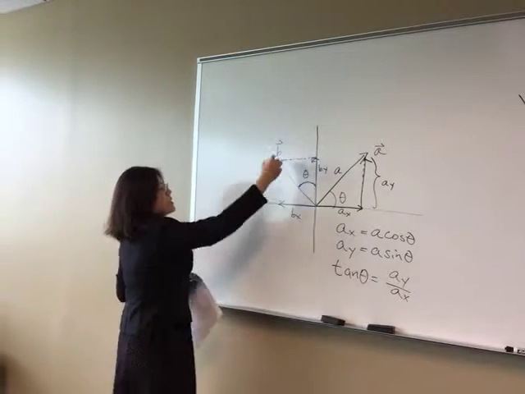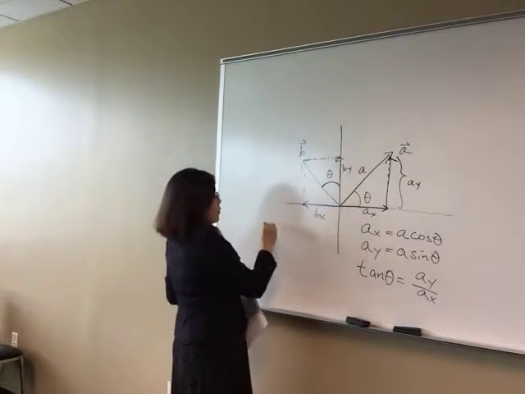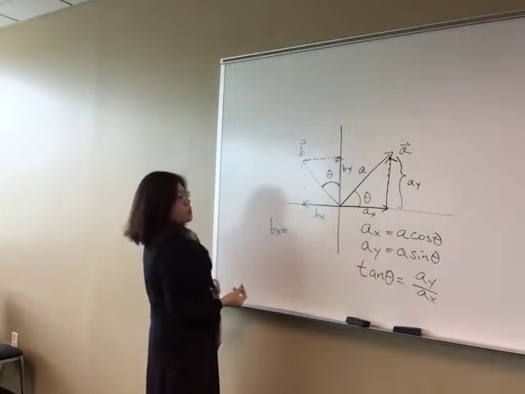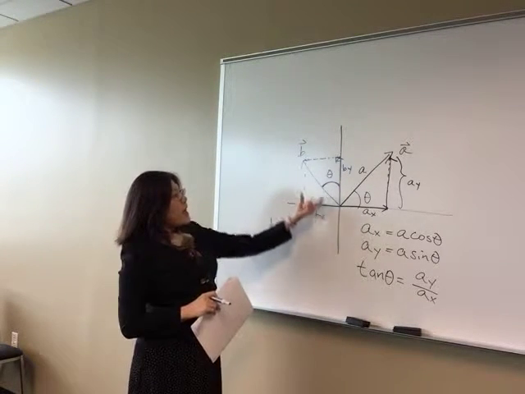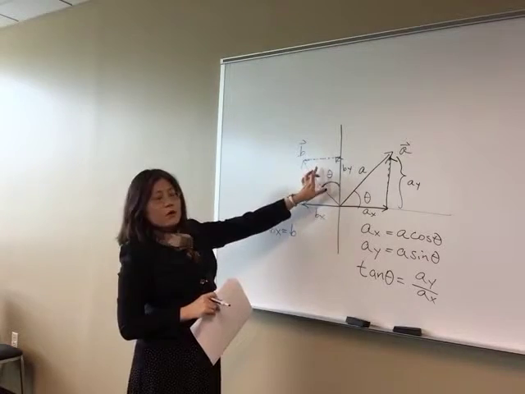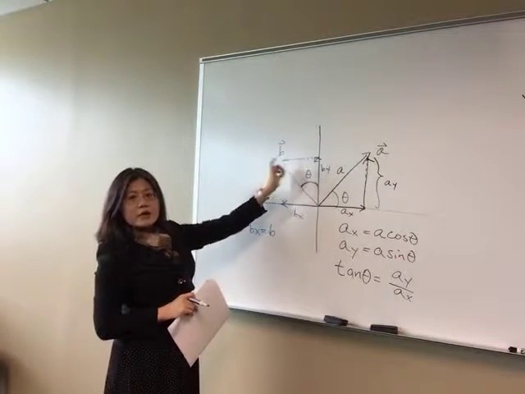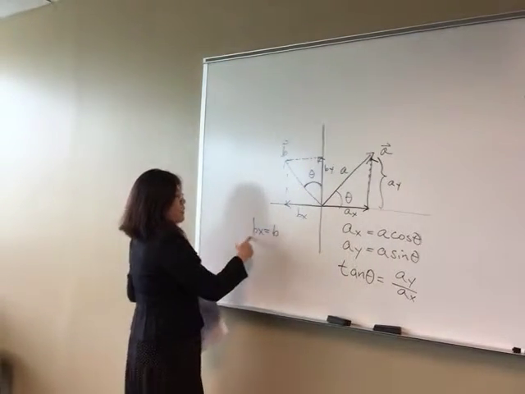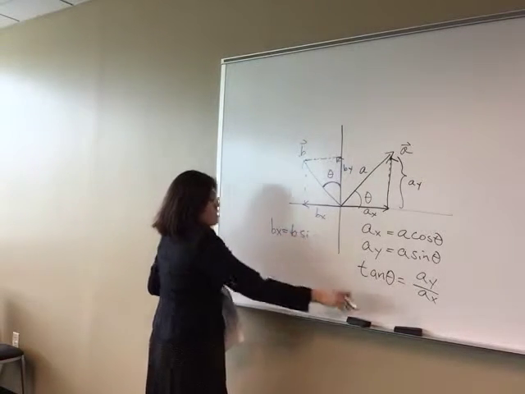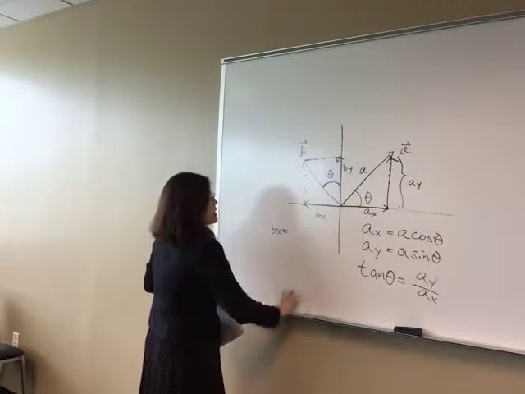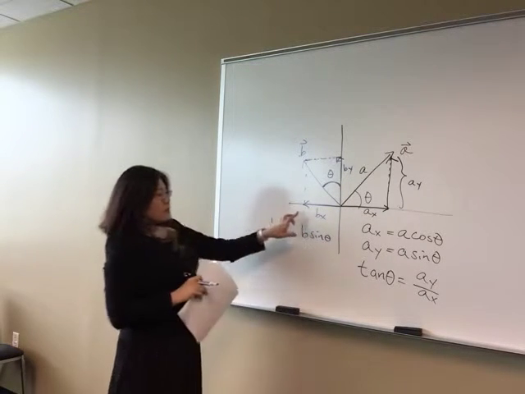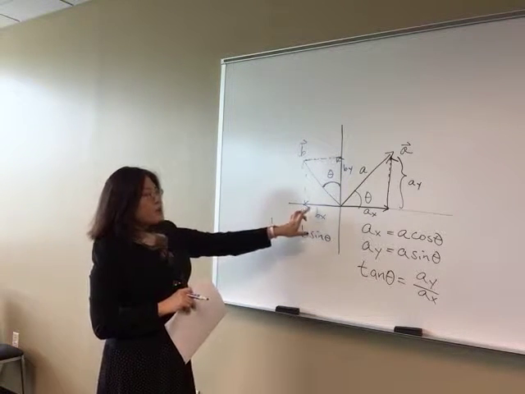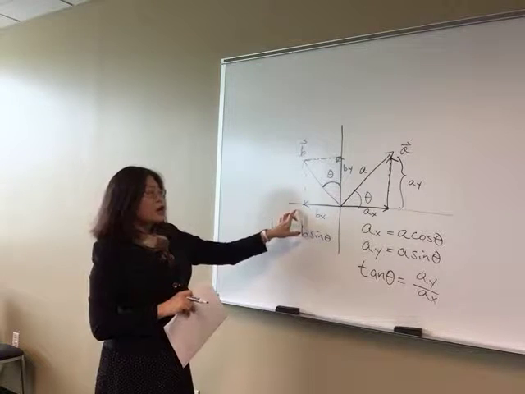So you will again say that this component, your Bx, is equal to your magnitude B, and this Bx is opposite of the angle. If that's opposite the angle, like I said, you should use sine of theta. So you have Bx equals B sine theta. Now, the other thing is, if you look at this component, it is actually pointing to the left, which means that it should be negative.